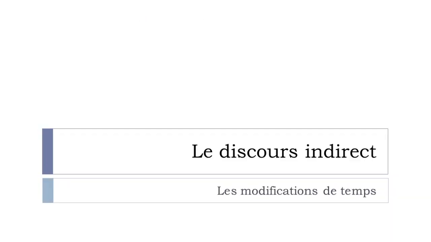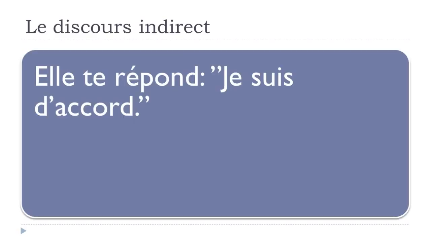Les modifications de temps. Okay, so let's start now. So I wanted to first show you this simple example, because we've got this sentence, elle te répond, je suis d'accord. Okay, so répondre is to answer, te it's for you, so she answers to you. Je suis d'accord. Okay, so in French this je suis d'accord is I do agree.